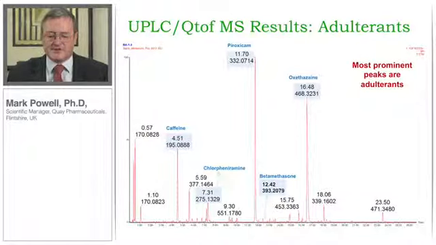So this is the first piece of data that we got back from Waters, and it's a mass chromatogram confirming the presence of caffeine, chlorpheniramine, piroxicam, beta-methazone and oxethazane in the drug products. And it's clear from this chromatogram that the most prominent peaks are the adulterants.